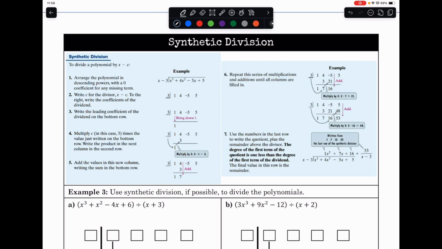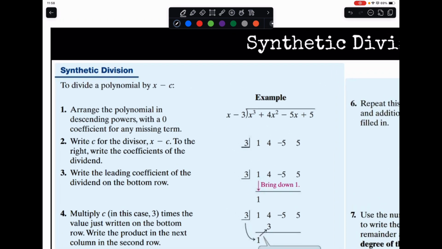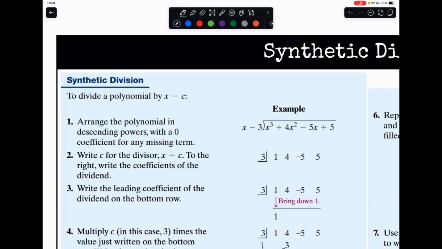Okay, now that we've done the examples using long division, now let's talk about synthetic division. Synthetic division is another technique that can be used to divide polynomial functions. However, the catch to using this technique, it only applies in situations where our divisor, the binomial that we're dividing by, is a linear binomial of the form x minus some constant c. That constant c could be positive or negative.